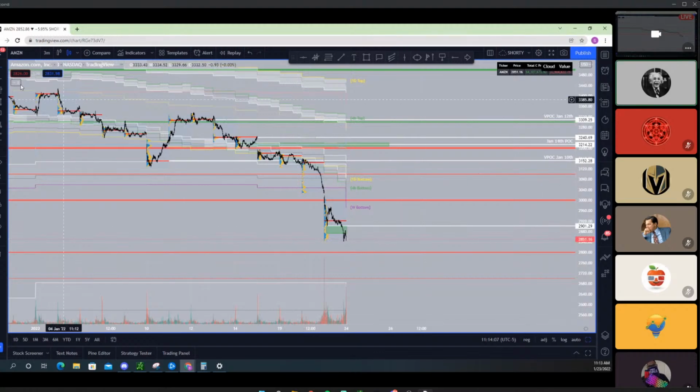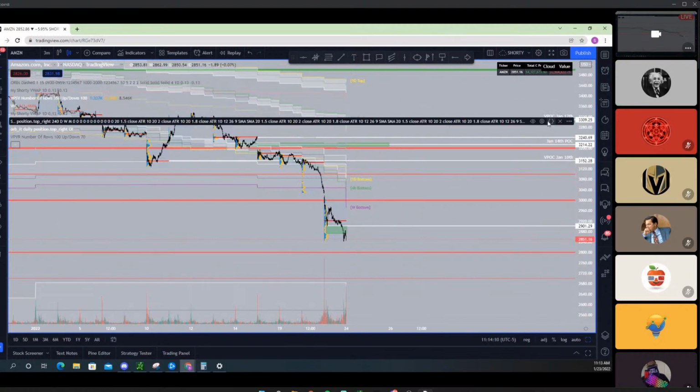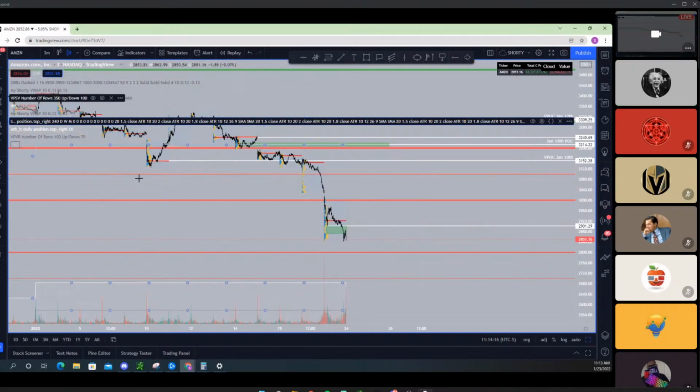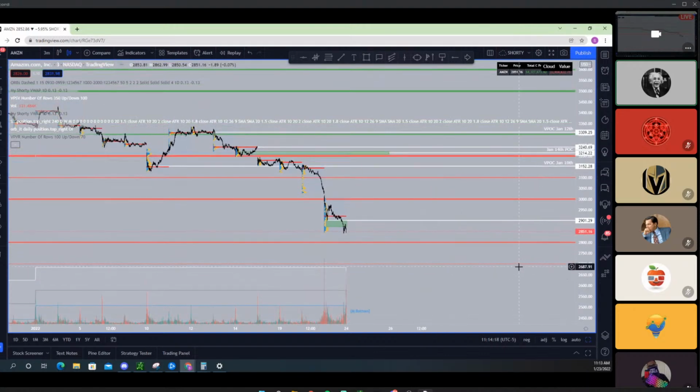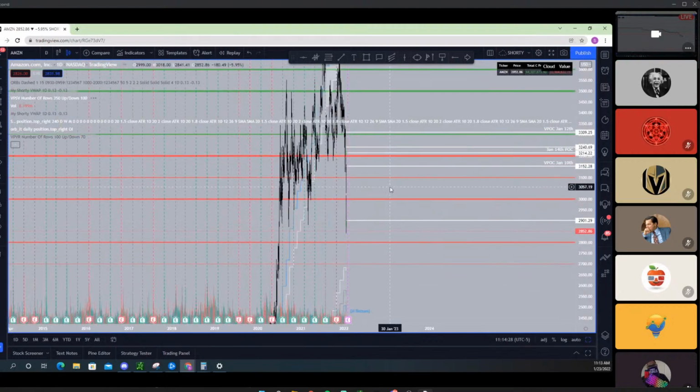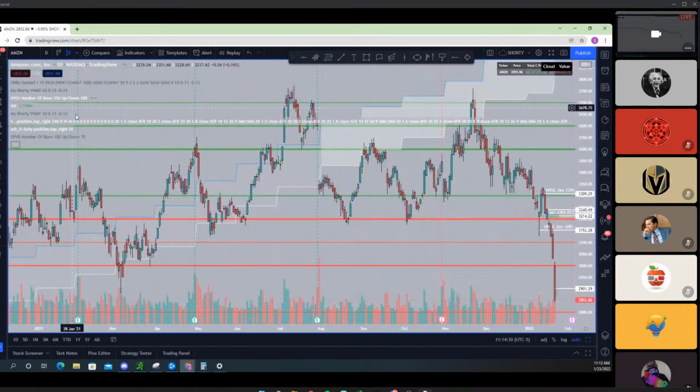So if you look at the clouds itself, monthly cloud, where are you? So we know the monthly bottom is right here at 2684, and we're about $200 away. Amazon hasn't been at a monthly bottom in I don't know how long, since forever, I believe. So let me hide a bunch of crap.